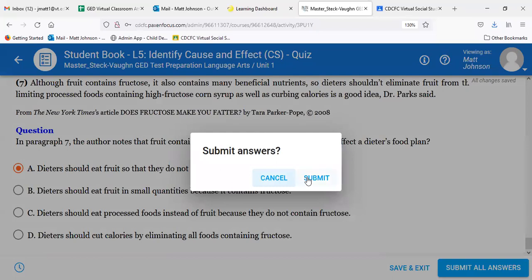Which number? 4. My computer's breaking up really bad. Okay, 4 is A.